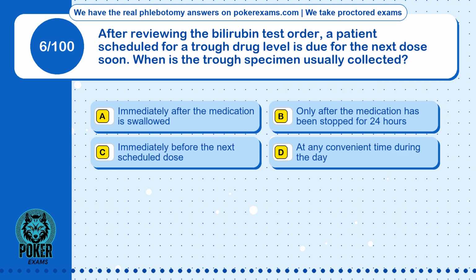Question 6. After reviewing the bilirubin test order, a patient scheduled for a trough drug level is due for the next dose soon. When is the trough specimen usually collected?